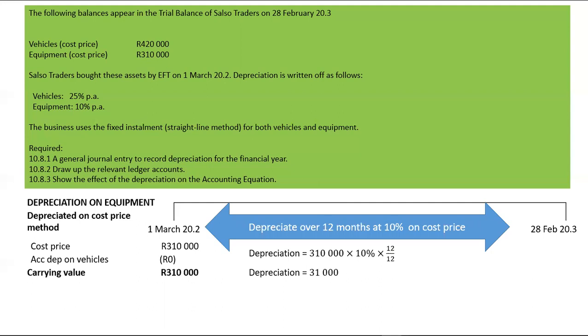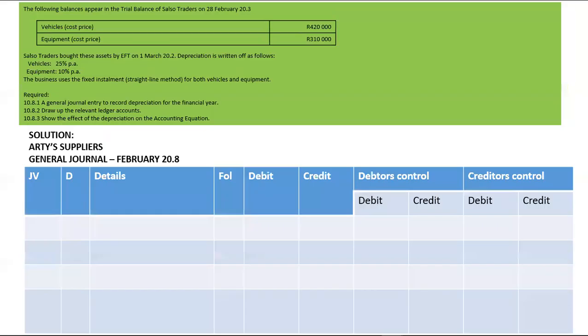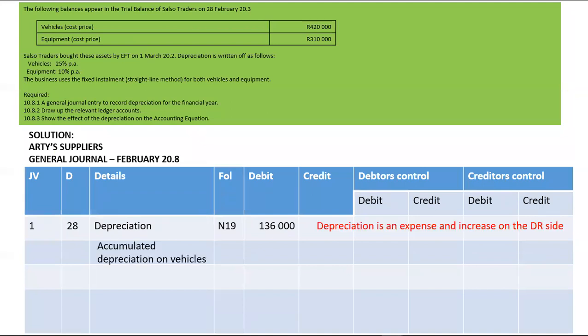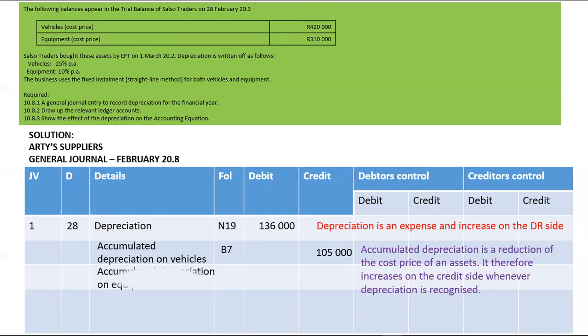So what is our total depreciation for the current year? Our total depreciation for the current year will be the sum of the depreciations of both assets, and that will simply give you 136,000. It is made up of depreciation on vehicles, which we calculated earlier as 105,000, and depreciation on equipment, which we just calculated as 31,000 rand. You add 105,000 and 31,000 rand, and it will give you 136,000.